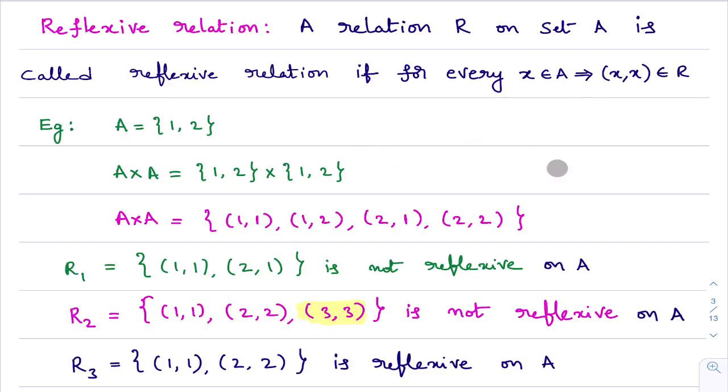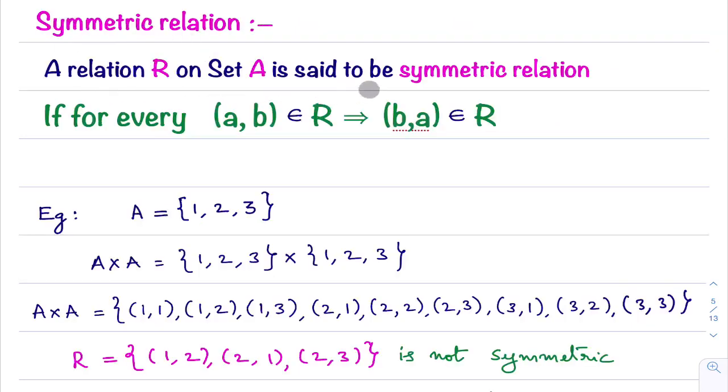Now, what is symmetric relation? A relation R on set A is said to be symmetric relation. First of all, R is a relation on set A. That relation is said to be symmetric relation if for every ordered pair, in case you take an ordered pair A comma B in the relation, the ordered pair B comma A is also present in the relation. Then we say that relation is symmetric relation. If ordered pair A comma B is present in the relation, then we will check whether ordered pair B comma A is present in the same relation or not. If ordered pair B comma A is present in that relation, then we say that relation is symmetric relation. These examples I discussed in last class. Please go through that video.